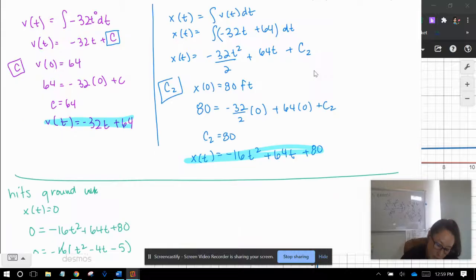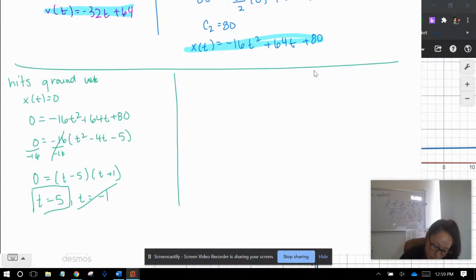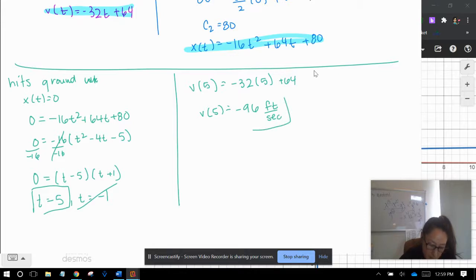And then it asks me for the velocity of the ball when it hits the ground. So now we're going to use our velocity equation. The velocity when it hits the ground is v of 5, which is negative 32 times 5 plus 64. So v of 5 is equal to negative 96 feet per second. Done. All right, next problem. And this one's for real, the last one.